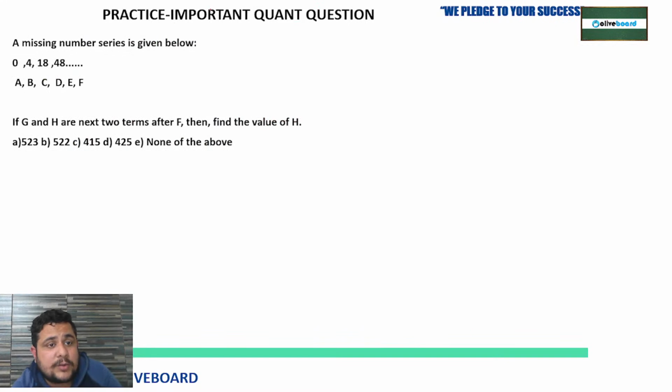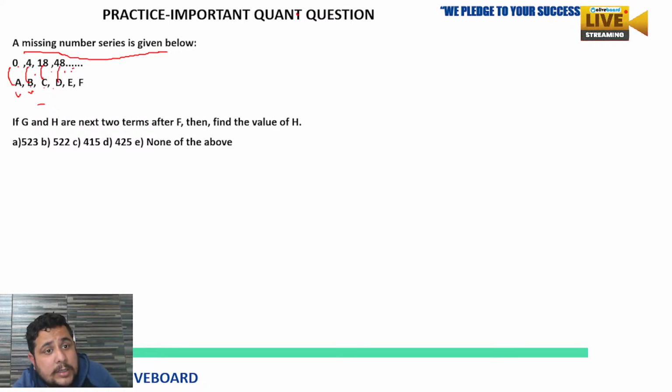Okay, let's move on to the next question, which is based on missing number series. Here, a missing number series is given below: 0, 4, 18, 48. There are some blank spaces. Some letters are also given: A, B, C, D, E, F. So A represents 0, B represents 4, C represents 18, D represents 48. Now E and F are missing. If G and H are the next two terms, after this there are two more terms, G and H. So four terms are missing here. After F, find the value of H. So they are asking for the value of the last term.